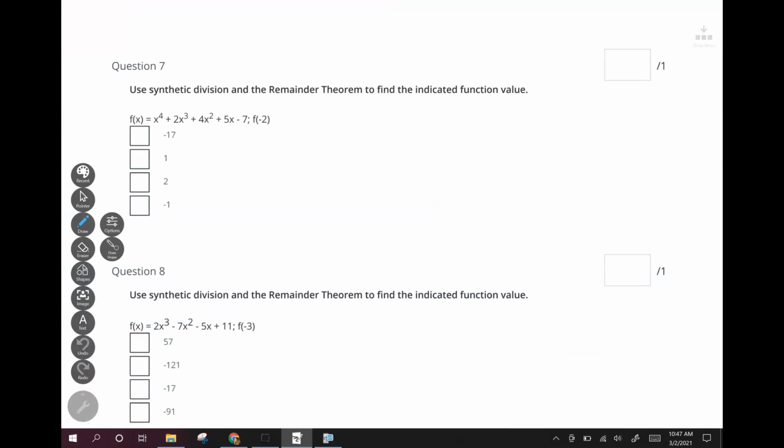Okay, so remember the remainder theorem allows you to find the value of a function at a specific x value, because the remainder is the value of the function. So when you do synthetic division with -2, the remainder is f of -2. So 1, 2, 4, 5, -7. Listing out your coefficients. Remember to insert a 0 anytime a term is missing. No missing terms on this one, so we're good to go.